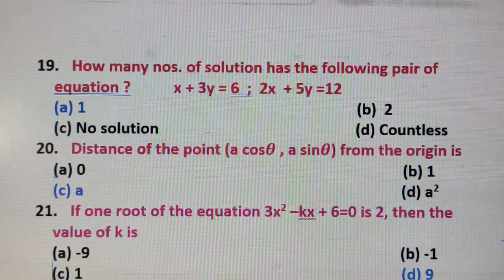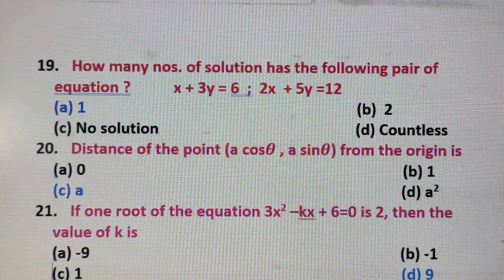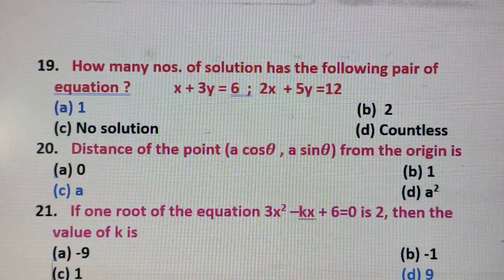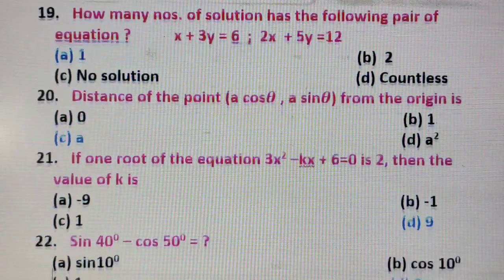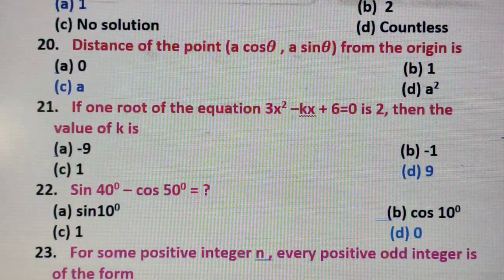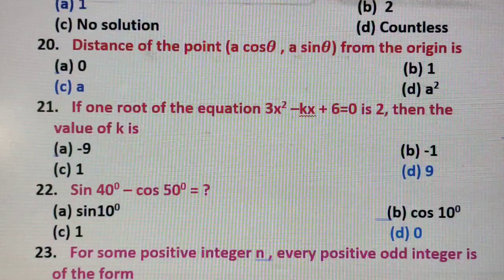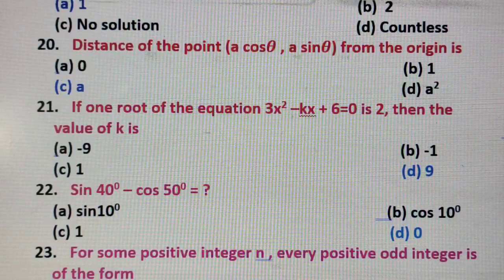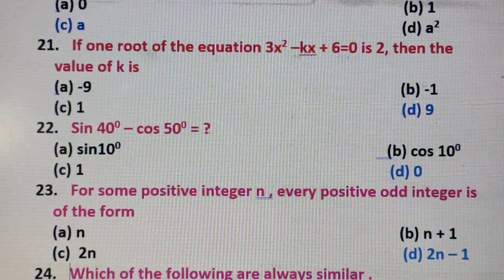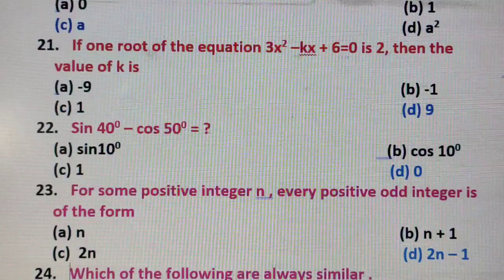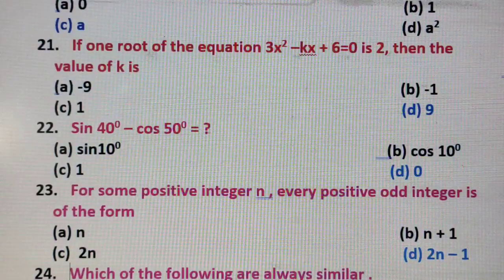If one of the roots of this equation 3x square minus kx plus 6 equal to 0 is 2, if we put x equal to 2, we get the value of k is 9. Sin 40 minus cos 50. These are complementary angles 40 and 50. Sin 40 equal to cos 50, that is answer is 0. For some positive integer n, every positive odd integer is of the form 2n minus 1. If we put n equal to 1, 2, 3, we get the odd numbers.